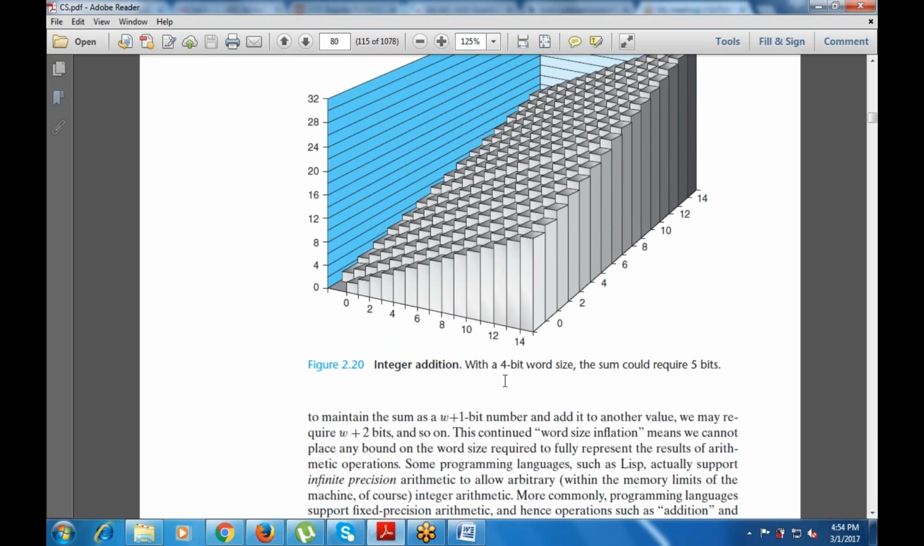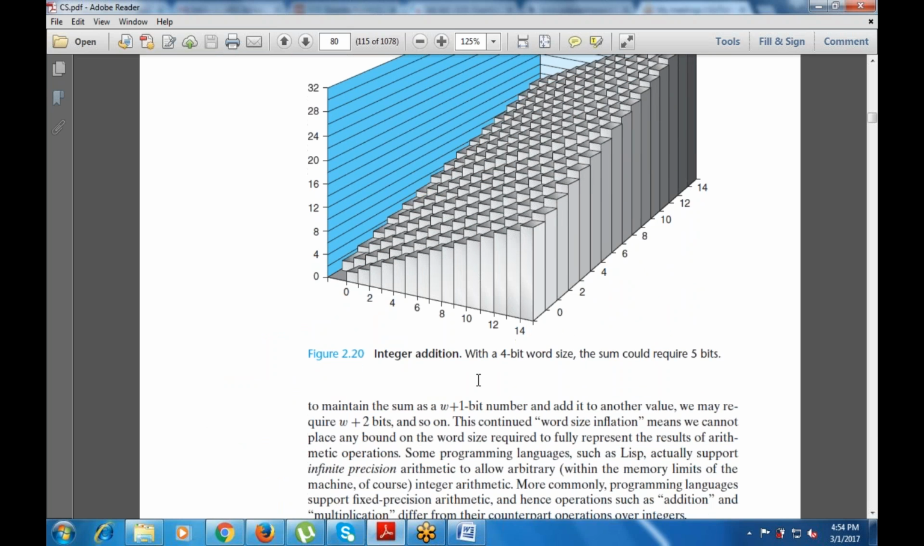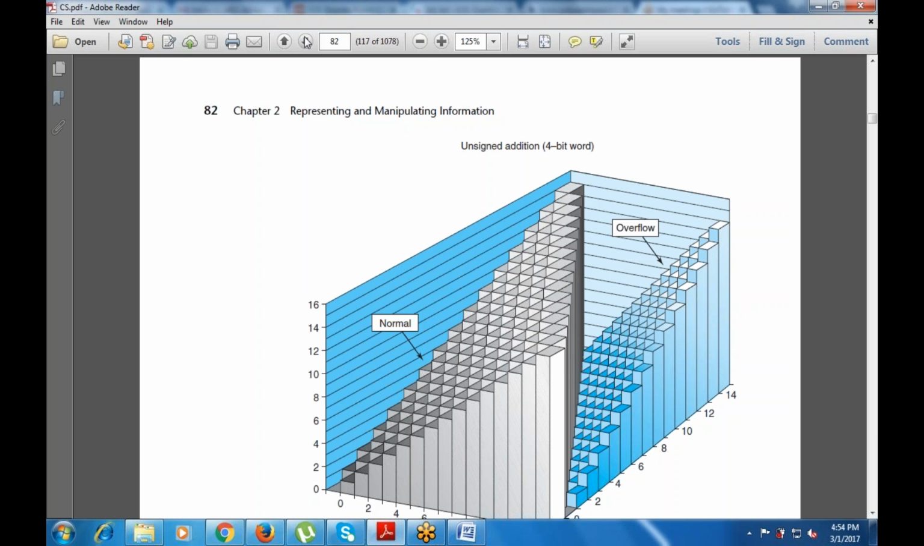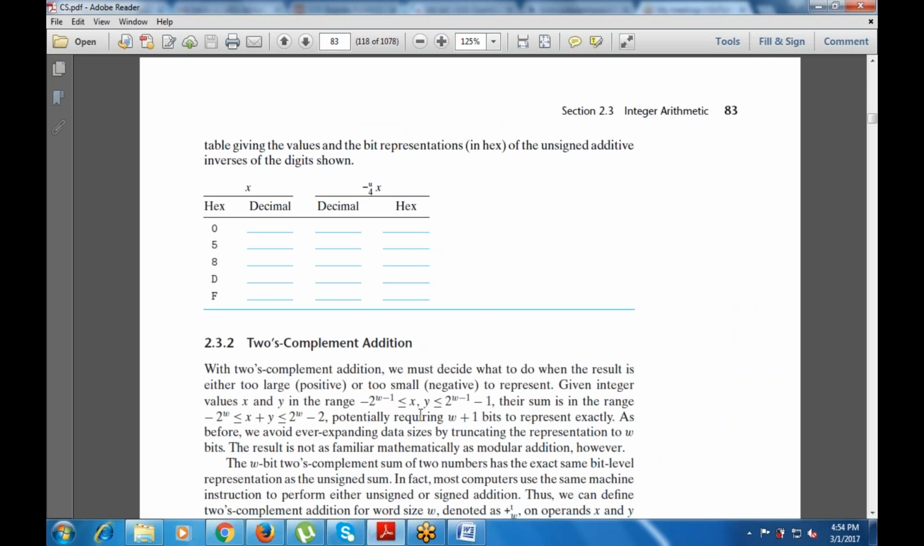This is integer addition with a 4-bit word size. Then the sum could require 5 bits. This is the two's complement addition. First of all, we have to find out the two's complement. That means first we have to find the one's complement, that is reversing the ones and the zeros. Then add 1 to the one's complement. This becomes the two's complement addition.